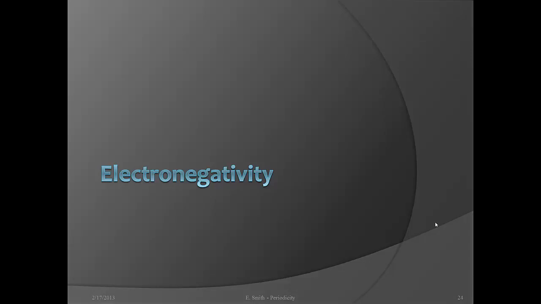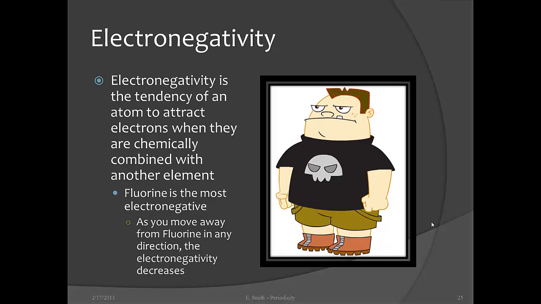Now, electronegativity is kind of a weird one. It's similar to electron affinity, but slightly different. It is the tendency of an atom to attract electrons when they are chemically combined with another element. There is one element that is the most electronegative, and that's fluorine. I consider it to be the bully on the periodic table. That's why I have Buford there on the right-hand side from Phineas and Ferb.